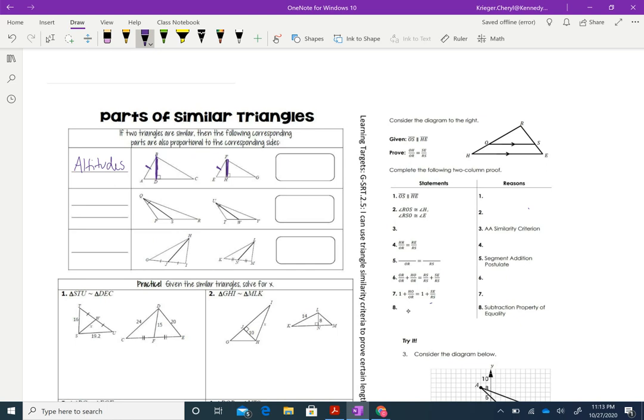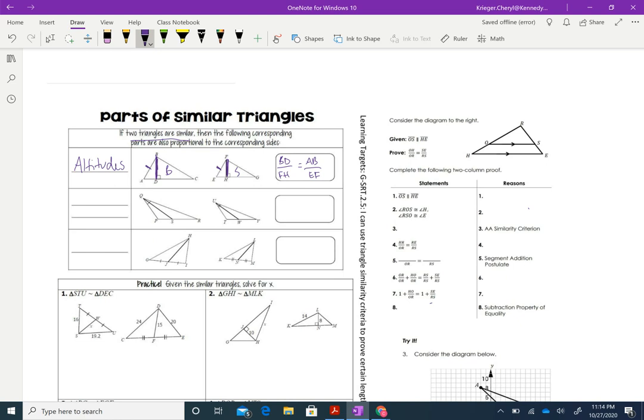So I'll do big triangle over small triangle: my altitude BD over my other altitude FH equals my side AB over EF. I could have chosen any side, that's just the side that I chose. And we can do that because they tell us that the triangles are similar. So we have triangle PQR and triangle TUV, they're similar.